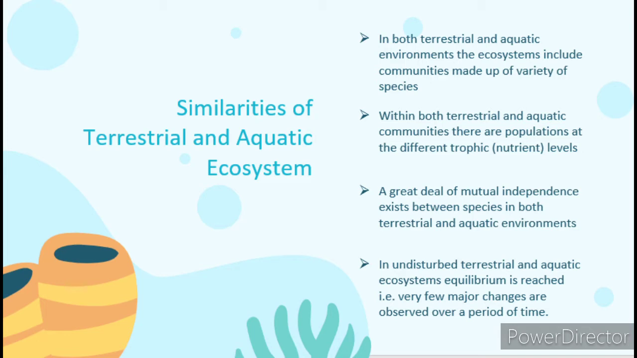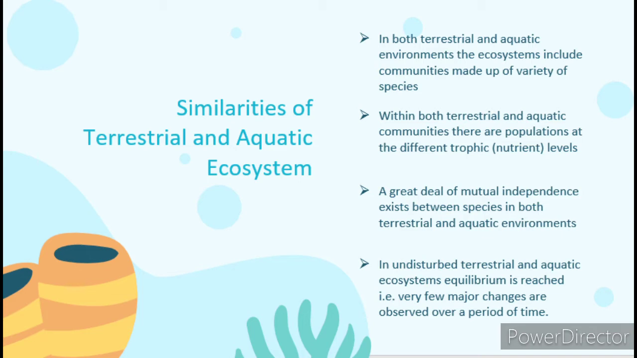3rd, a great deal of mutual independence exists between species in both terrestrial and aquatic environments. Meaning, may nag-exist pa rin na mutual independence sa mga species na aquatic at terrestrial kahit magkakaibang uri ito. Ang halimbawa nito ay ang tao at halaman. Ang tao ay nabubuhay dahil sa oxygen na binibigay ng halaman at ang halaman naman ay nabubuhay dahil sa carbon dioxide na binibigay ng tao. So parang mutually independent tayo sa isa't isa. Kung tayo ay nabubuhay dahil sa halaman, nabubuhay din ang halaman dahil sa atin. Parang nagpapalitan lang tayo ng benefits.